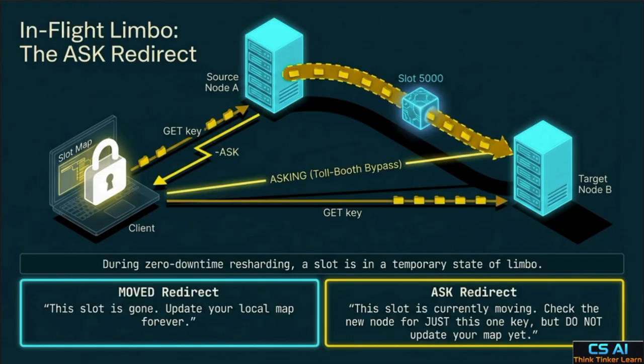Sometimes a slot is in in-flight limbo during zero-downtime resharding. This is where the ASK redirect comes in. Unlike MOVED, an ASK redirect means this slot is currently moving. Check the new node for just this one key, but do not update your local map. It's a temporary bypass for data in transition.